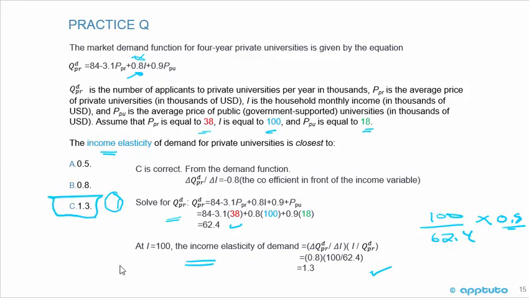So going back to the previous question, step one was exactly the same. We've got the 62.4, but we're looking for the price elasticity, so we were taking 38 divided by the 62.4.